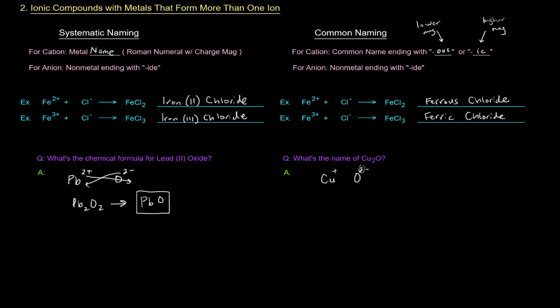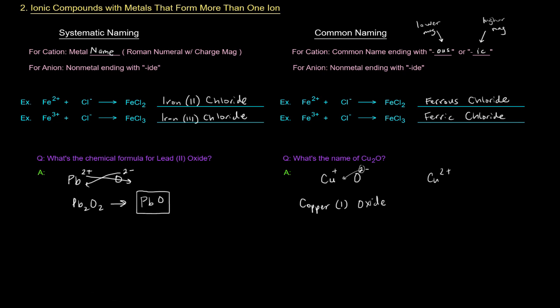Because if I do the crisscross method now, then I get Cu2O. So I know then that it's Cu +1, and that is copper 1. So this would be copper 1, and this O2 minus is oxide, so copper 1 oxide, which of course there's copper 1 and there's also copper 2.